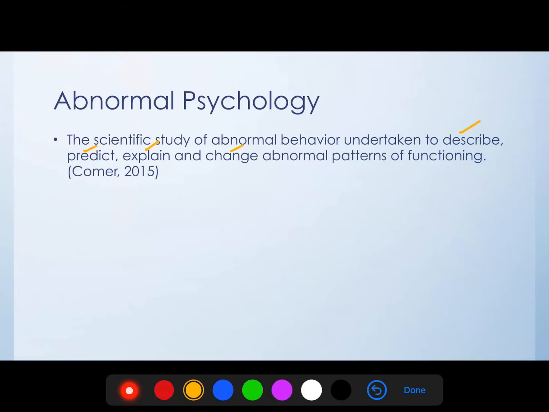So first, we want to be able to describe. What do we mean by that? So when we describe something, that means we want to look at what are the symptoms, the signs and the symptoms we need to see a person experiencing in order for us to say that the person has a particular psychological disorder.